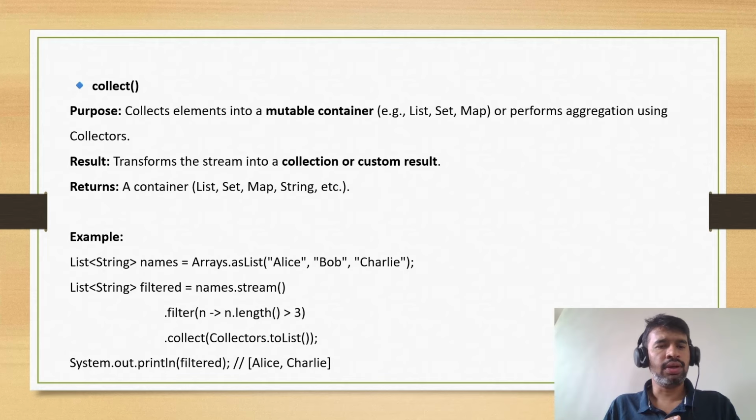So you can see the example here. We have taken a list of strings. We are filtering strings which have length greater than 3 and we are collecting to a list. So when you want to collect the elements to a mutable container, it can be a list, it can be a set, it can be a map. You can go with collect.